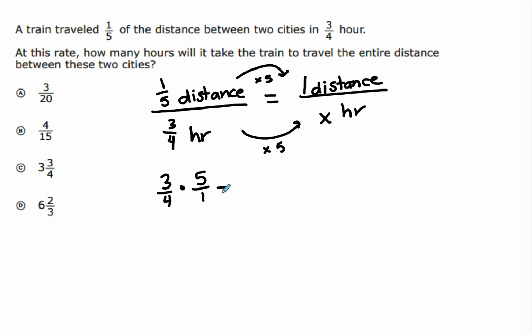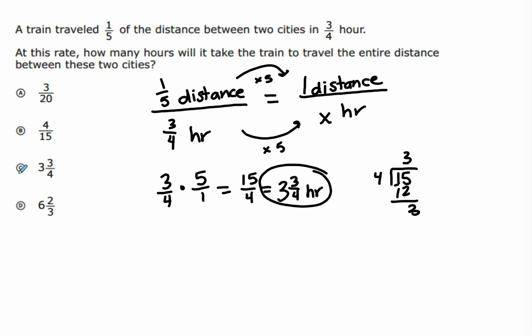Okay, let's multiply straight across on this one. 3 times 5 is 15. 4 times 1 is 4. 4 goes into 15 3 times. 3 times 4 is 12. We subtract to get 3. So I have 3 and 3/4 hours, which is C.